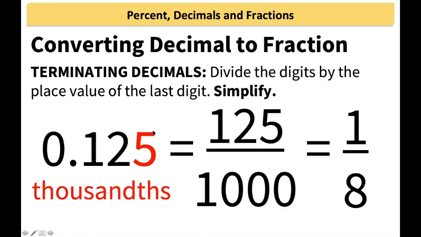Kapag meron kang decimal, tapos gusto mo siyang gawin in fraction form, una mong titingnan is yung last digit mo. Okay? So, ano yung place value nitong 5? Thousands. Okay? Kasi nasa decimal to guys ha. So, kung ano yung decimal place niya, or yung place value niya, yun yung denominator mo. Okay? Kaya 1,000 yung nandito. Tapos yung numerator mo would be yung digits lang nung original decimal mo.